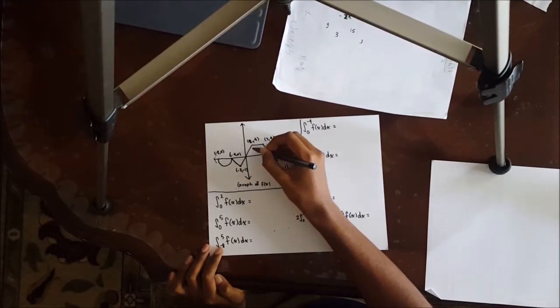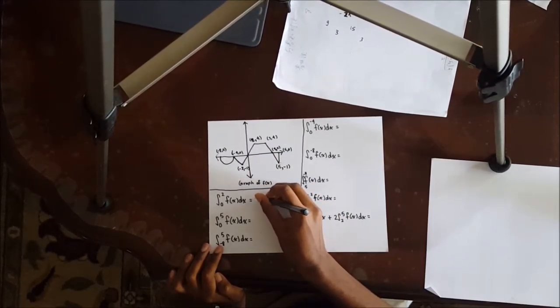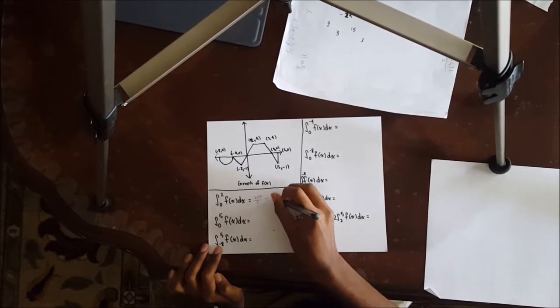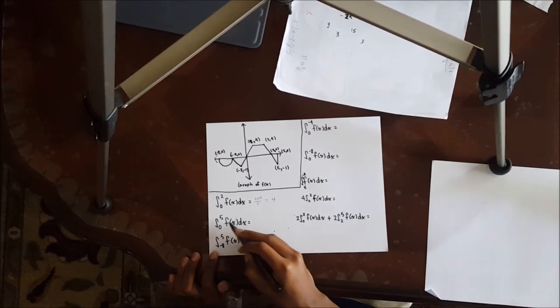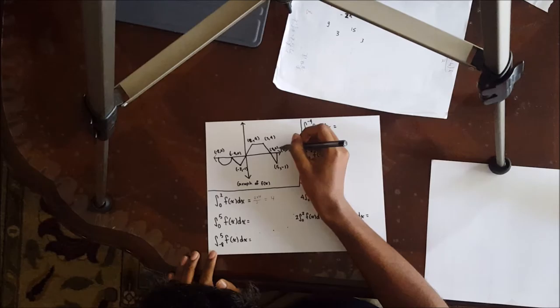So what we get over here is a triangle. And the area of a triangle is simple. So all we have to do is 2 times the height, 4, over 2. The area is 4. When you have the integral from 0 to 5 of f of x, we'll just evaluate it from here to here.